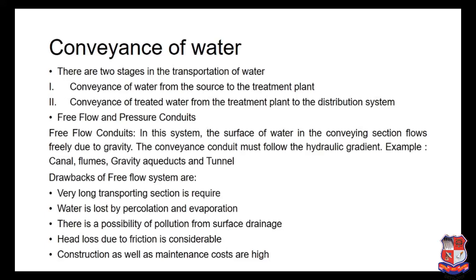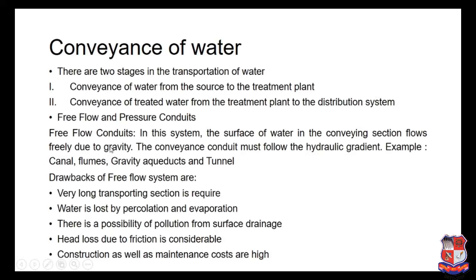So there are two stages in transportation of water. In the first, we are transporting water from the source to the treatment plant, and second, conveyance of treated water from the treatment plant to the distribution system. We will talk about the conveyance of water from treatment plant to distribution system later on, but first we'll concentrate on the conveyance of water from source to treatment plant. So we can supply the water from source to treatment plant in two ways, either free flow or pressure conduits.